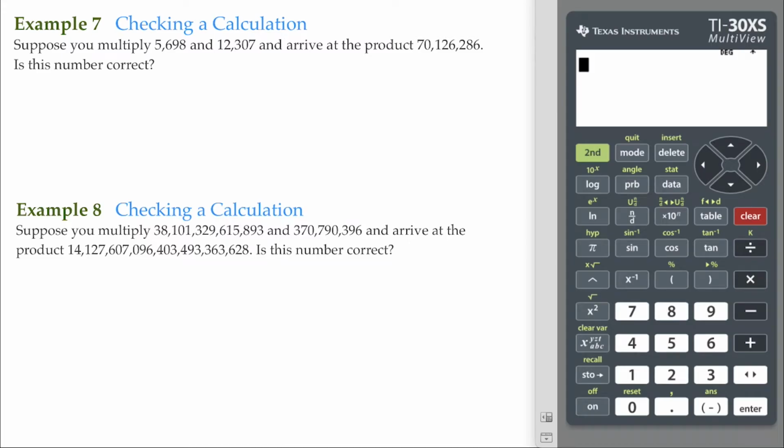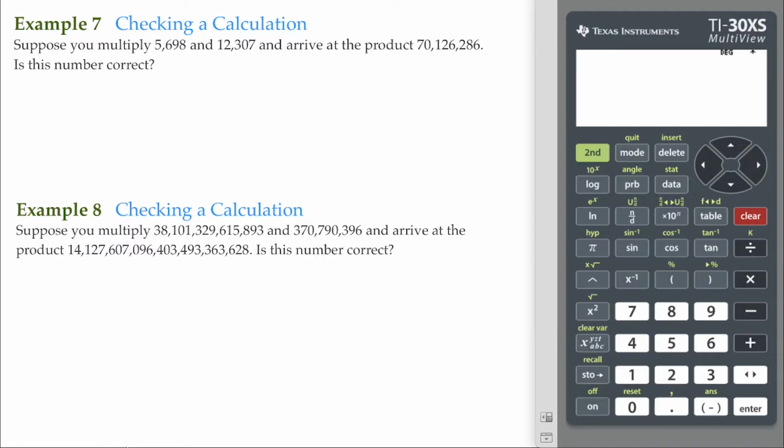So in these examples, we are going to be checking a calculation. We're going to do it without the use of our calculators. So for this first example here, it says, suppose you multiply 5,698 and 12,307 and arrive at the product 70,126,286. Is this number correct?